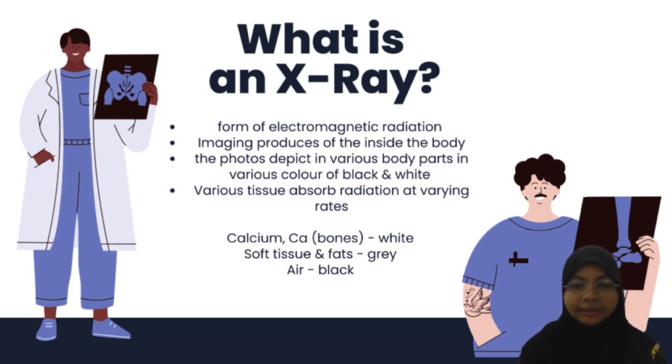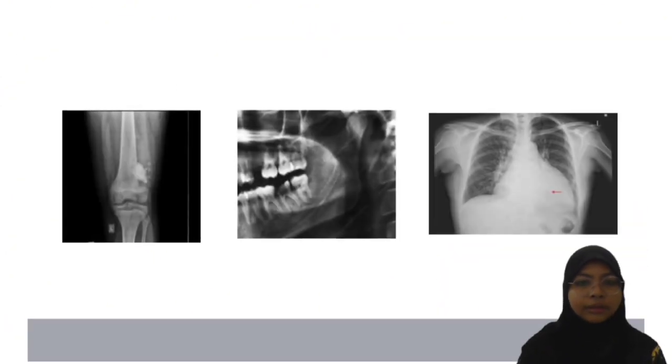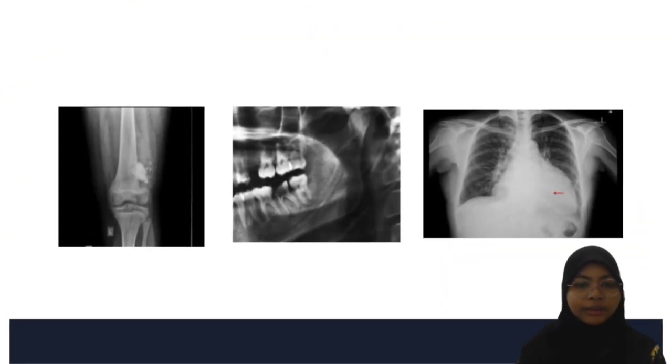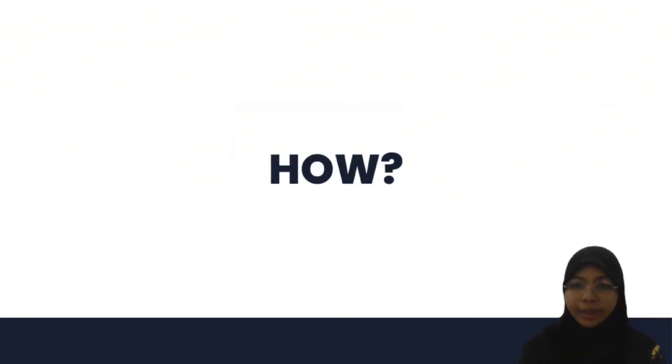For example, calcium, Ca, which is in bones, will produce a white image. Soft tissue and fats will produce gray because they absorb less radiation. And lastly, we have air, which absorbs much less, so it will appear black in the picture. These are some of the X-ray pictures that are in my lecture notes, and I am presenting them to you. Okay, next we go to the 1H, which is how.